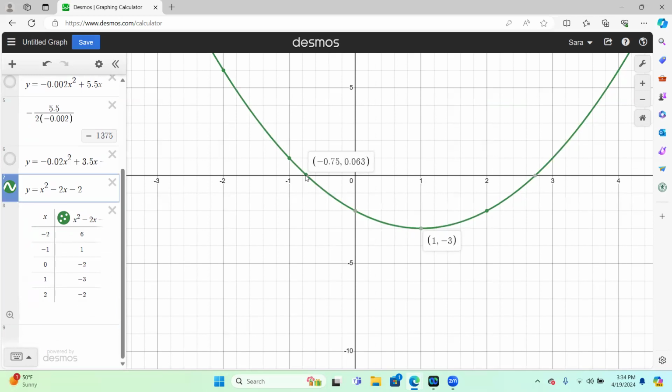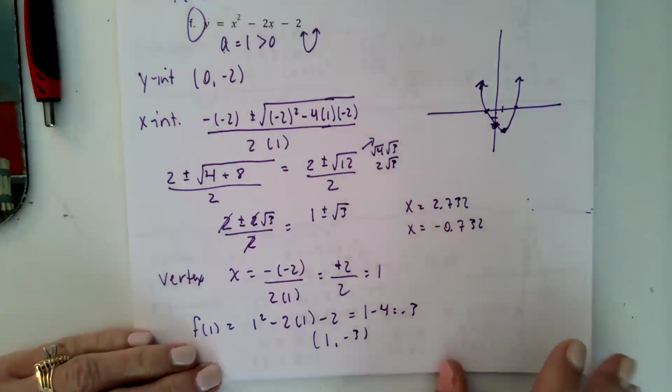And right there is my left hand x-intercept, and here is my right hand one. So x equals 2.732 and x equals, let's see the other one here, -0.732. I wrote those right here. Okay.